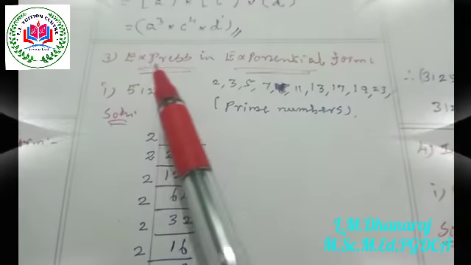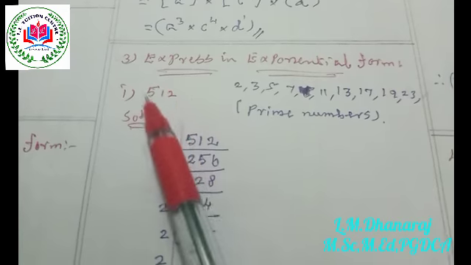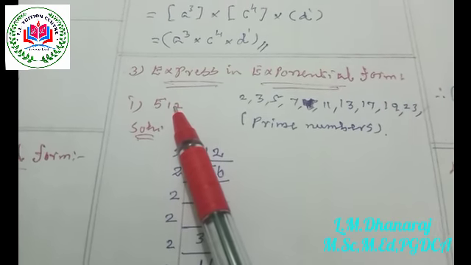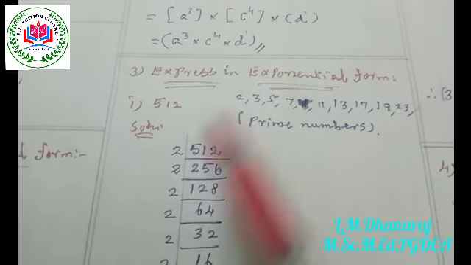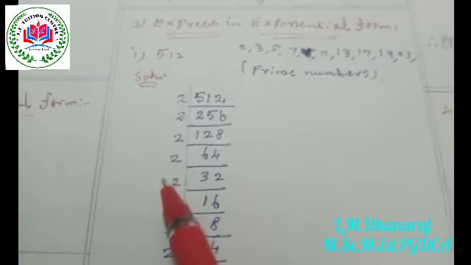For the third Roman letter, express the number in exponential form. The number 512 is given. This has to be written in power form, that is the exponential form. So first, we have to divide the given number by prime numbers.